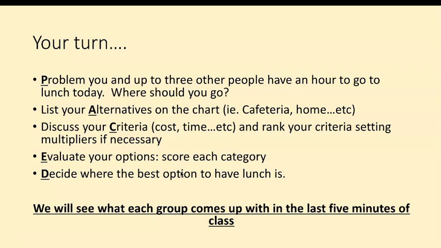So first thing you're going to need to do is list your alternatives. Cafeteria would be an option. Home would be an option. Some restaurants in the area would probably be an option as well. But you need to come up with 4 alternatives.